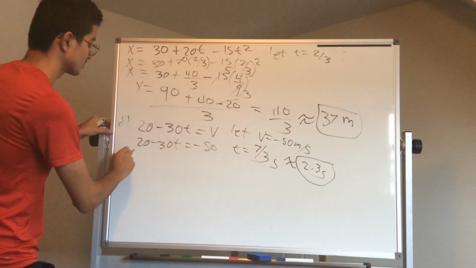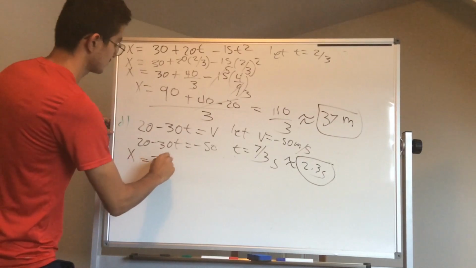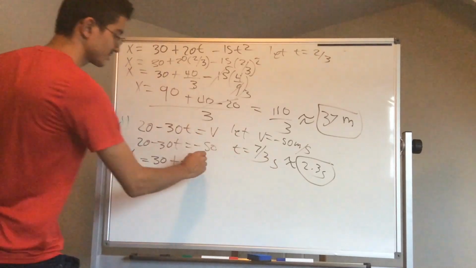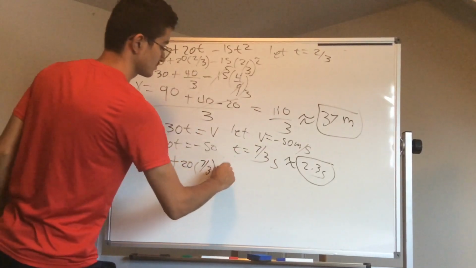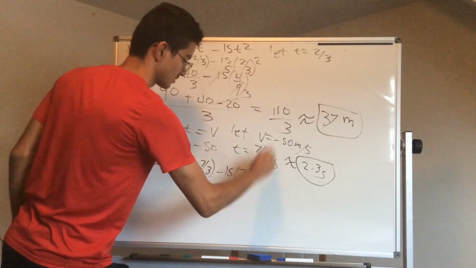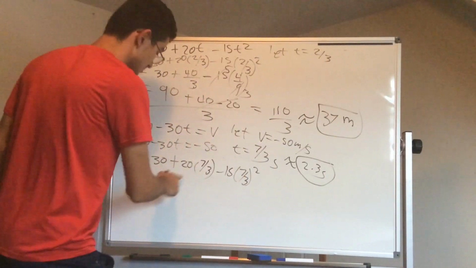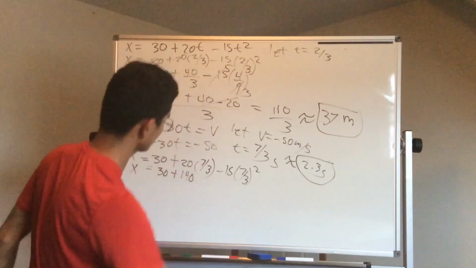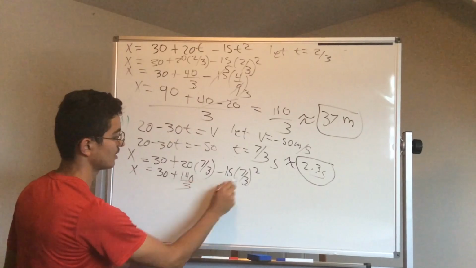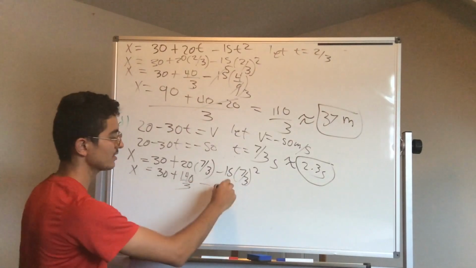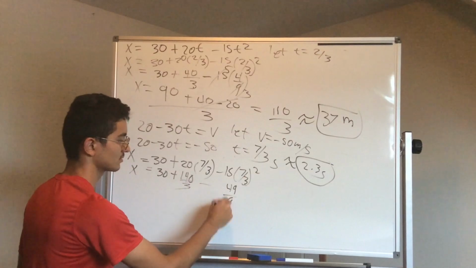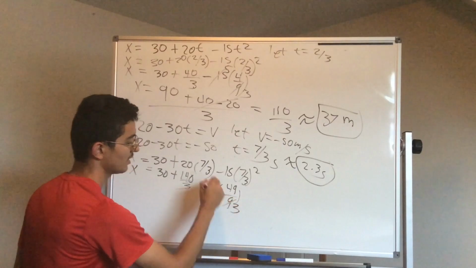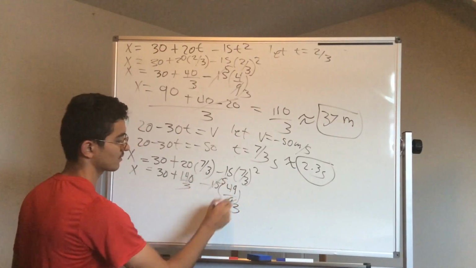So the location, or position, is equal to 30 plus 20 times t, and we're going to let t equal 7/3, so 7/3 minus 15 times (7/3) squared, and we're going to multiply this out. So this is 140, so 30 plus 140, divided by 3, minus 7 squared is 49, 3 squared is 9, times 15. We can simplify this again, so 9 divided by 3 is 3, and 15 divided by 3 is 5, 49 times 5.